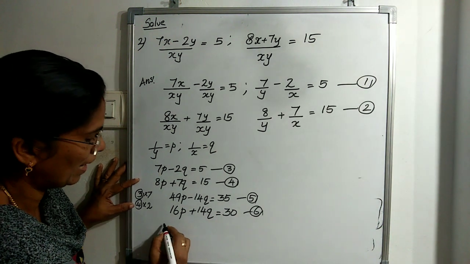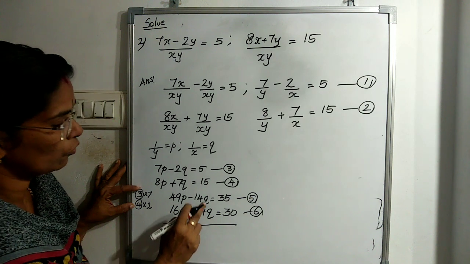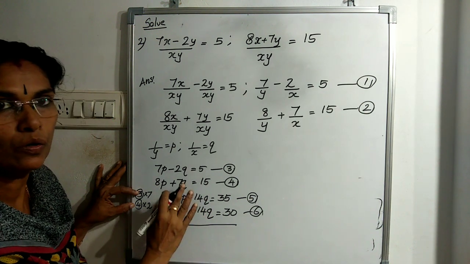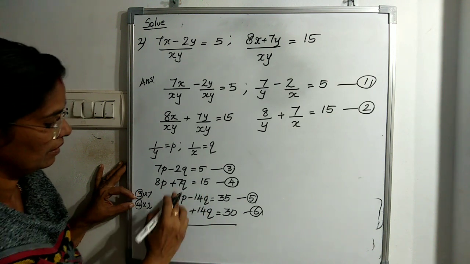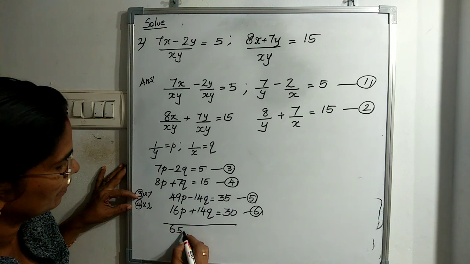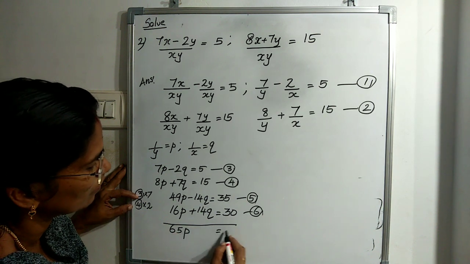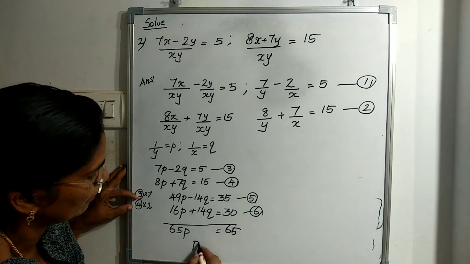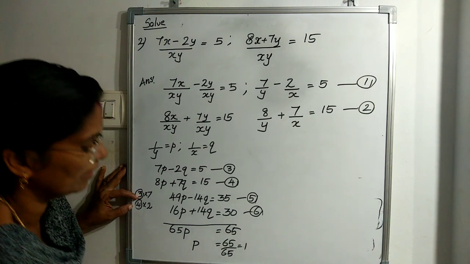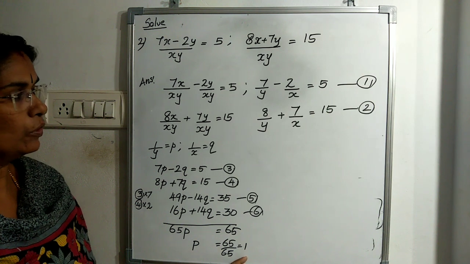After that we have to add or subtract. The coefficient of q, one is negative and one is positive, so we have to add. It becomes 49 plus 16 is 65p, and the q term becomes 0. Here also 65. We will get p is equal to 65 by 65. Answer is 1. So the value of p is equal to 1.